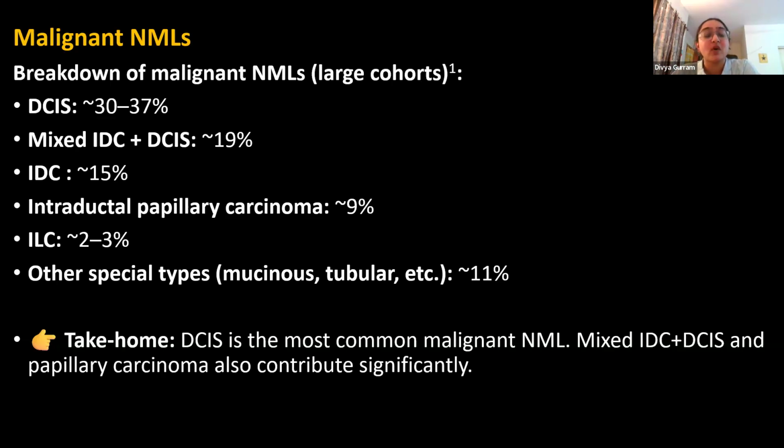Less commonly, we have other carcinomas such as intraductal papillary carcinoma, invasive lobular carcinoma, and other subtypes such as mucinous and tubular carcinoma that also present as NMLs. So what we need to remember when we encounter a non-mass lesion is that we should have a high degree of suspicion when we're looking at NMLs, that it could be a DCIS. So looking for other associated features of DCIS is important, and mixed IDC with DCIS components and papillary carcinomas also should be kept in your differentials when we're looking at non-mass lesions.